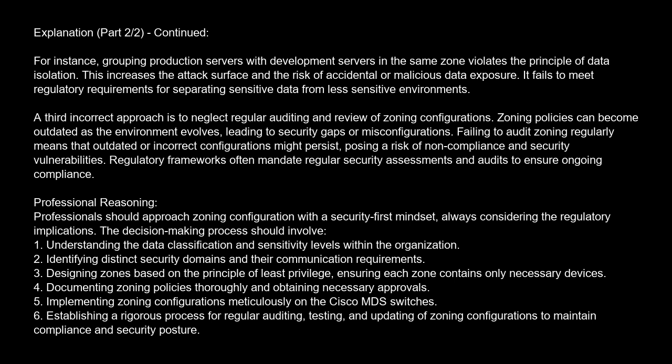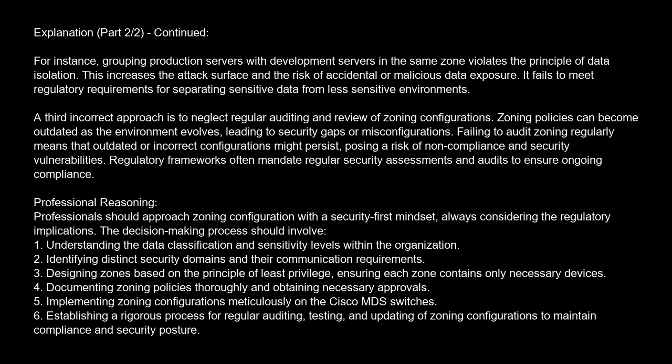A third incorrect approach is to neglect regular auditing and review of zoning configurations. Zoning policies can become outdated as the environment evolves, leading to security gaps or misconfigurations. Failing to audit zoning regularly means that outdated or incorrect configurations might persist, posing a risk of non-compliance and security vulnerabilities. Regulatory frameworks often mandate regular security assessments and audits to ensure ongoing compliance.